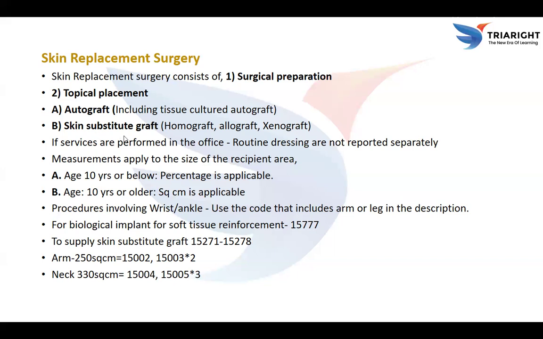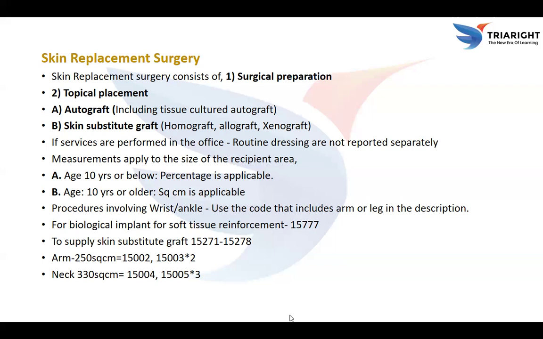The second type is skin substitute graft: homograft, allograft and xenograft. So skin is not taken from the patient directly. Homograft or allograft is human donor skin, whereas xenograft is animal skin, usually taken from the pig. This is often used as temporary coverage until the permanent grafting.